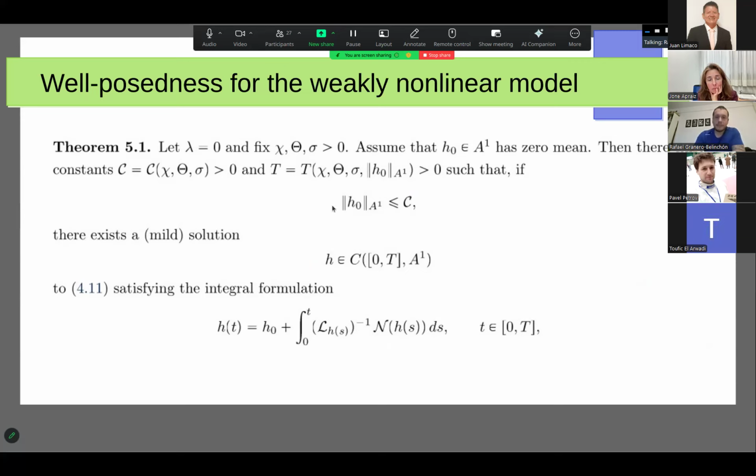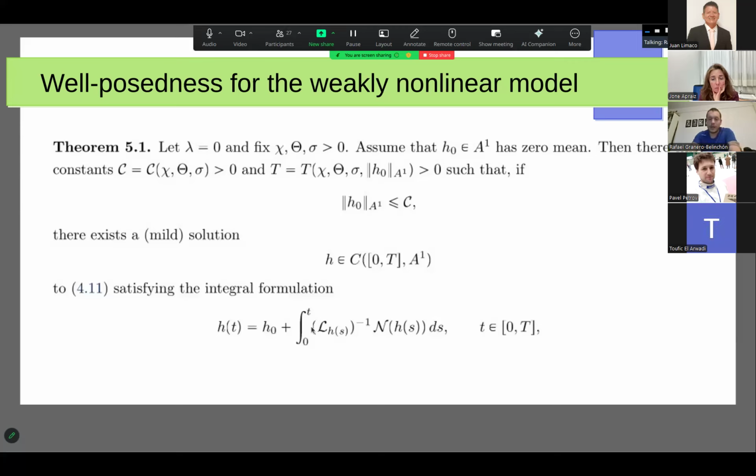What we are able to say is that, in a space A1, which I will present in a minute, but which is smaller than C1: if the initial data has one classical derivative and is small enough in this space, then there is a solution, a mild solution. And by mild solution, I mean a solution in the integral form, where this calligraphic L is the nonlinear elliptic operator we have to solve.